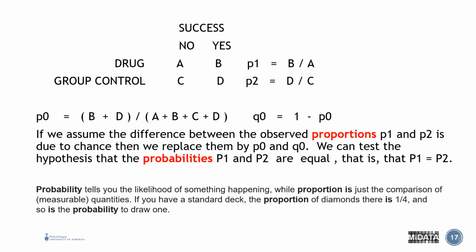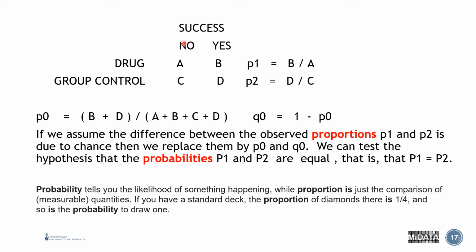Okay, let's talk a little bit about proportions and probabilities. So you can see here that we have the same 2x2 table where we are looking for an association between our two categorical variables: our group variable where we have drug and control, and our outcome, which is success, yes, treatment successful, no, treatment not successful.